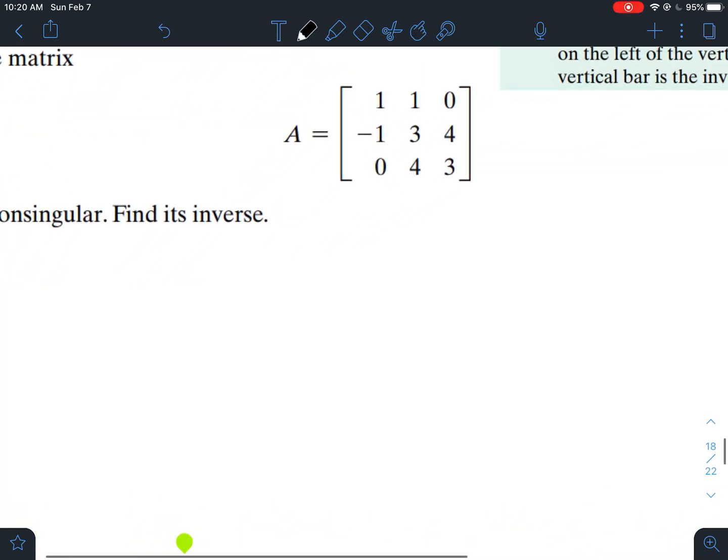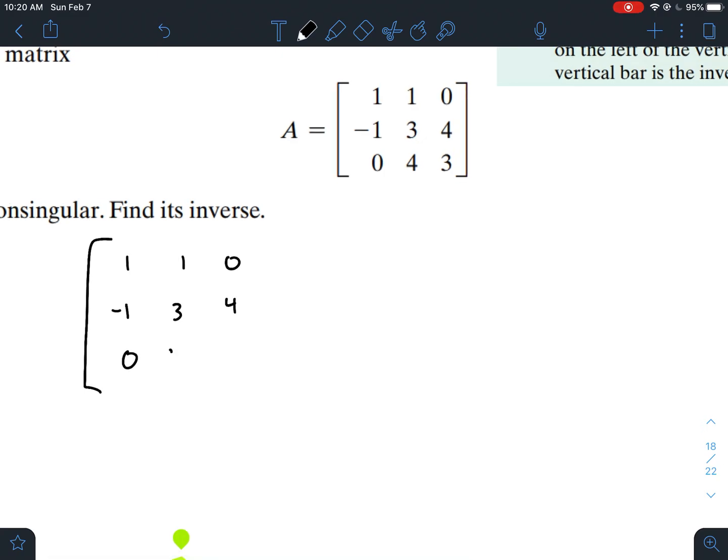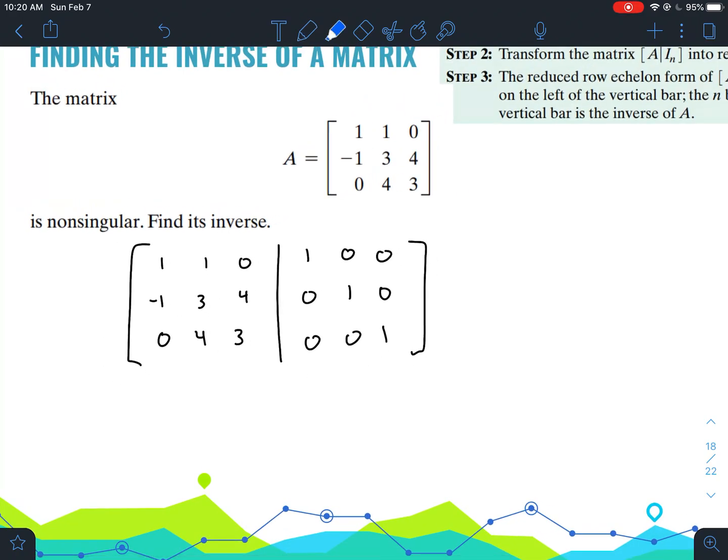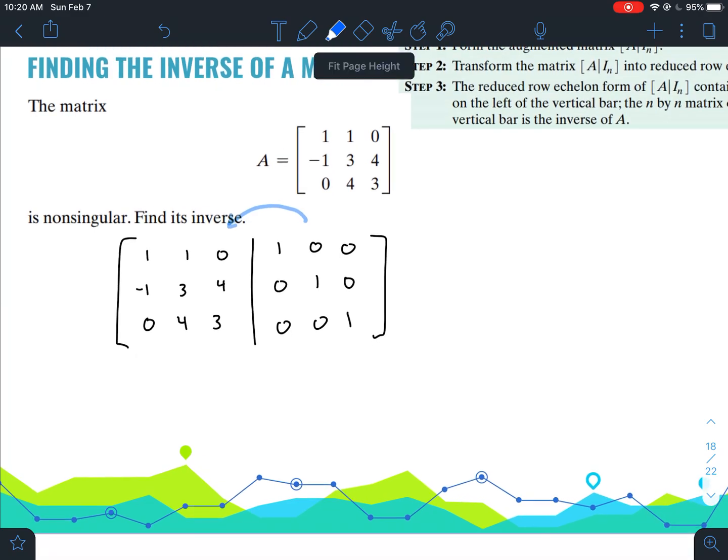This is kind of a lengthy process. So we're going to take your matrix and rewrite it: 1, 1, 0, negative 1, 3, 4, 0, 4, 3. And then we put the identity matrix next door: 1, 0, 0, 0, 1, 0, 0, 0, 1. What I want to do is rewrite the left side in reduced row echelon form, which means it will look like the identity matrix, with 1s in the diagonal and 0s everywhere else.